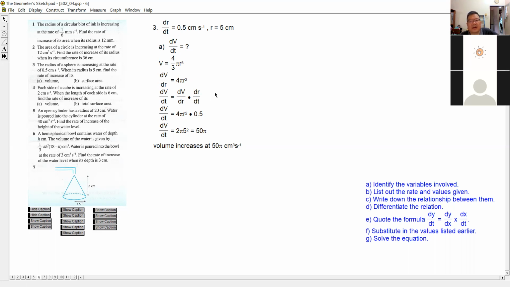Okay, right. So after that, you substitute inside. Then dv dr is 4 pi r squared. dr dt is 0.5. Then what is the value of r? Still got r there, cannot? 5. You look at the top there, r is 5, then substitute inside. Finally, you get dv dt is 50 pi. So in words form, volume increase at 50 pi cubic centimeter per second.